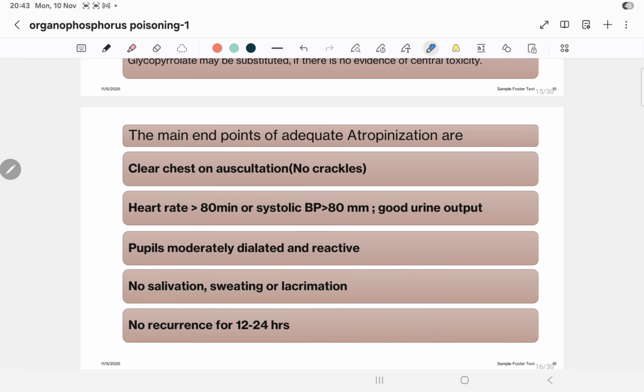This is just one of the points. There is no salivation, sweating or lacrimation. That means muscarinic effects are over. There are no muscarinic effects. There is no salivation, no sweating, no lacrimation. So if you stop the atropine and there is no recurrence for 12 to 24 hours, then only will you discharge the patient. So you will monitor the patient after stopping the atropine for 12 to 24 hours, and if there is no recurrence, then you will discharge the patient.